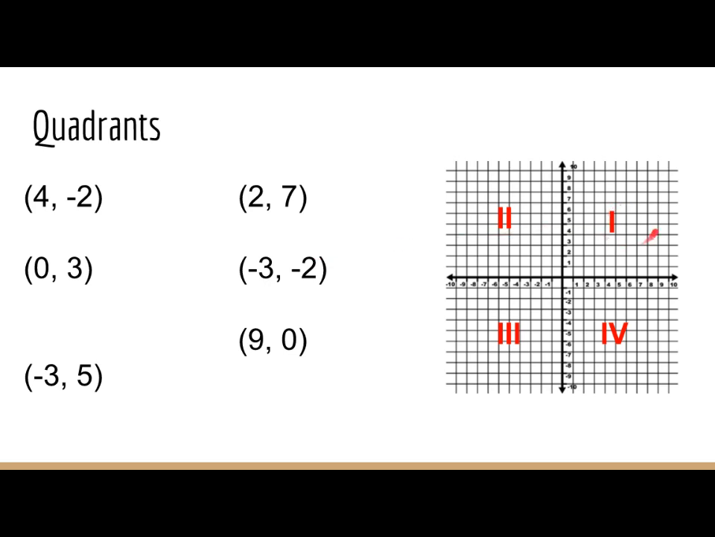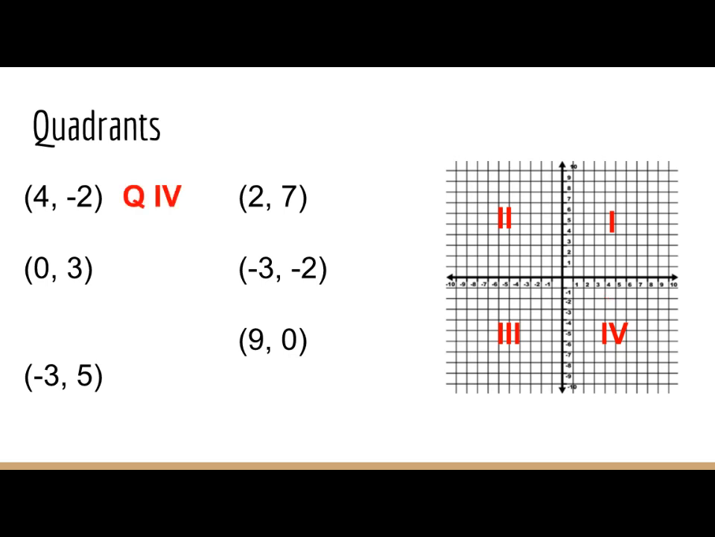This first quadrant here is number 1, and then it goes counterclockwise, number 2, number 3, number 4. And so that's how the quadrants go: 1, 2, 3, 4, counterclockwise starting in the top right. So what you might be asked is, what quadrant is the point (4, -2) in? Well, (4, -2) is in quadrant 4. So we would say quadrant 4, Q4.